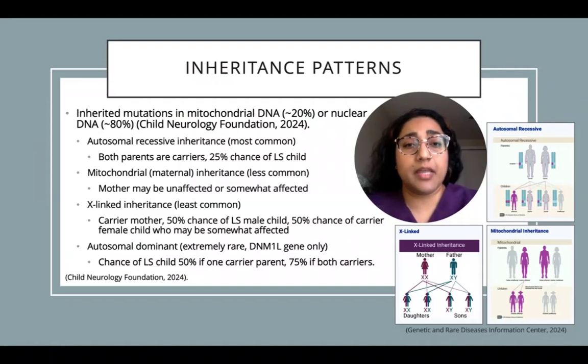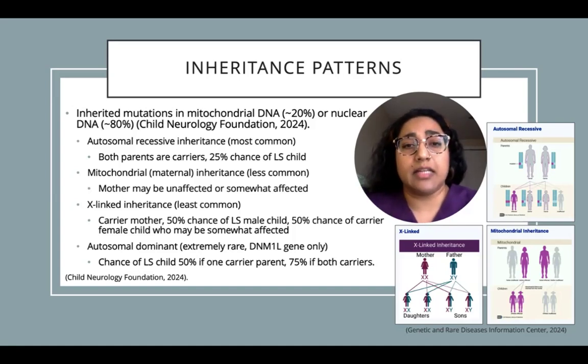Leigh syndrome can be inherited through autosomal recessive inheritance, and less commonly through mitochondrial and X-linked inheritance. While a de novo or spontaneous mutation affecting mitochondrial DNA is possible and is more likely in mitochondrial DNA than in nuclear DNA, this is extremely rare.